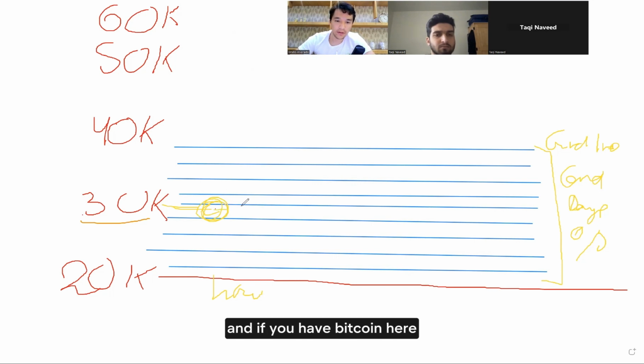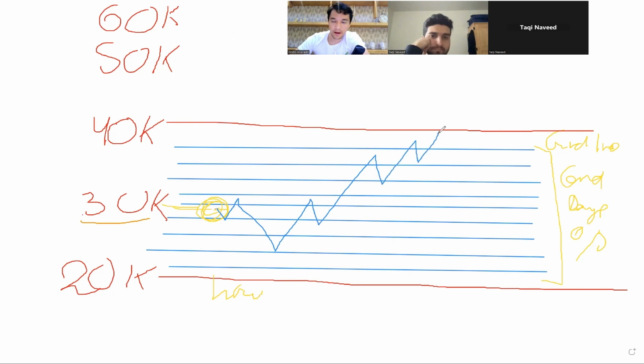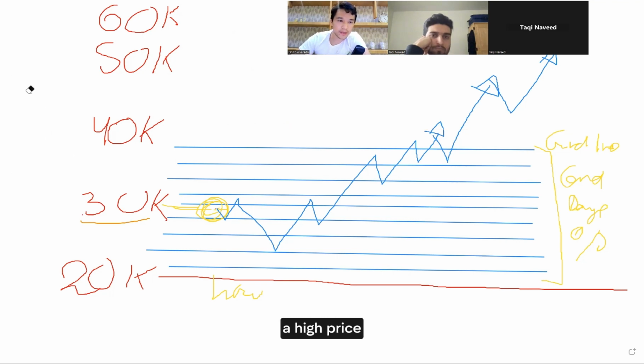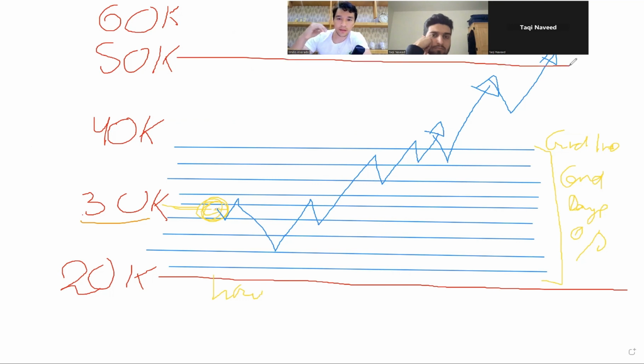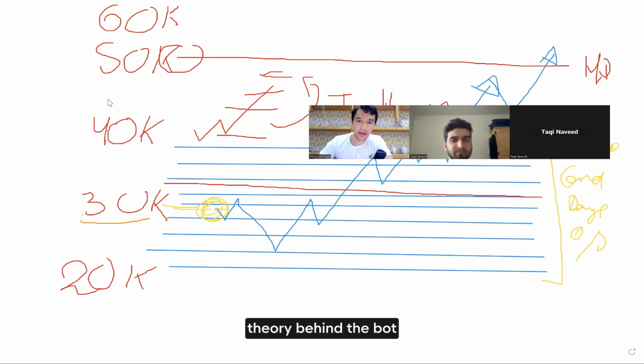If you have Bitcoin here and you have your high price here at 40,000, and then the cryptocurrency starts going up, Bitcoin starts going up, and it breaks the 40K mark and keeps going up, what's going to happen is that if you deploy the bot with the right settings, the high price is actually going to adjust itself to the new price of the cryptocurrency by itself, completely automated. Yeah, that is kind of the theory behind the bot.